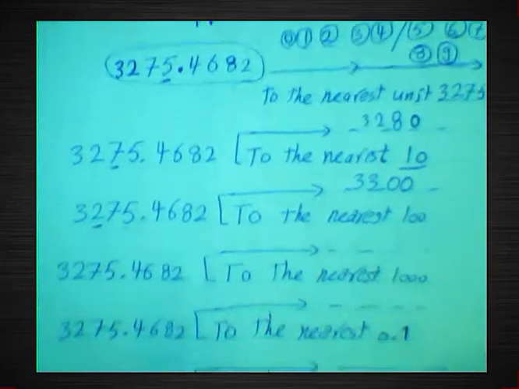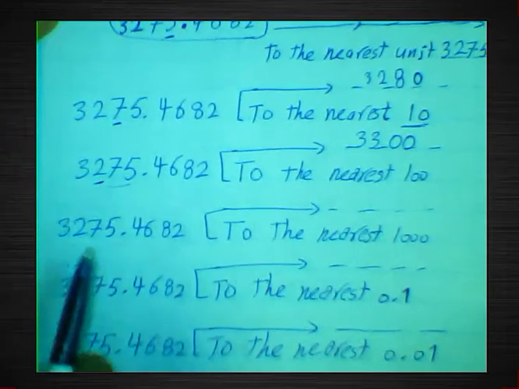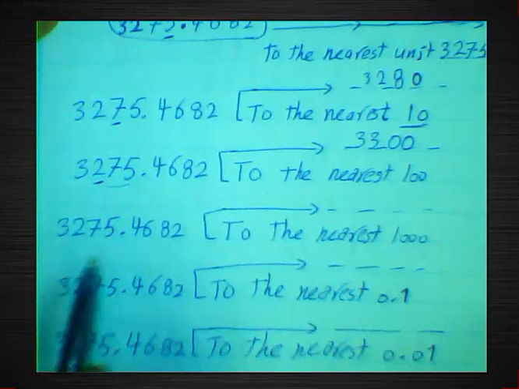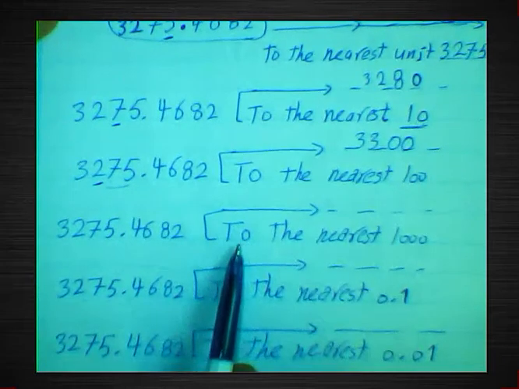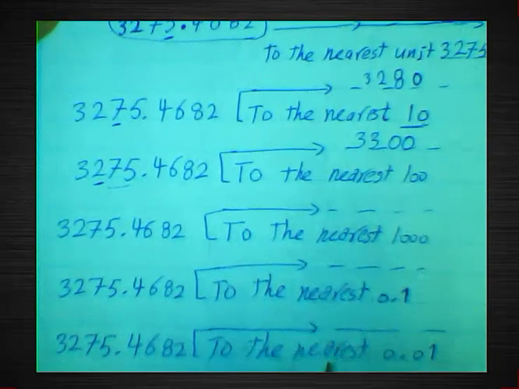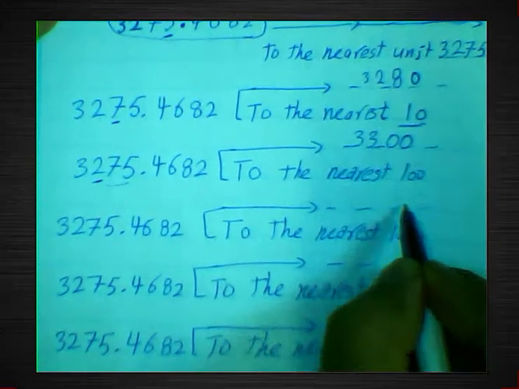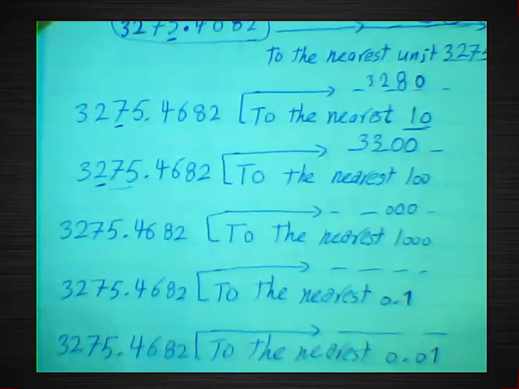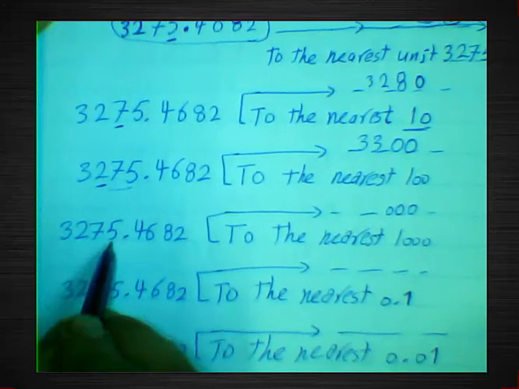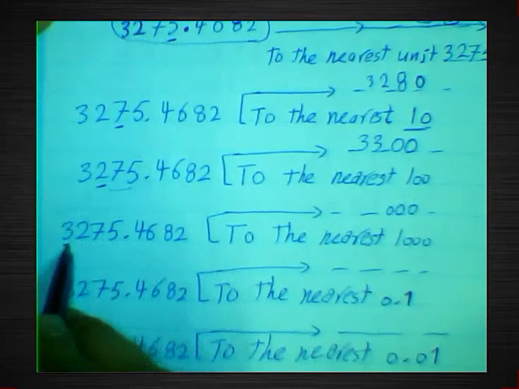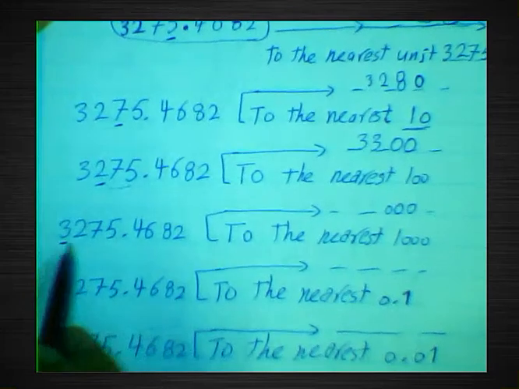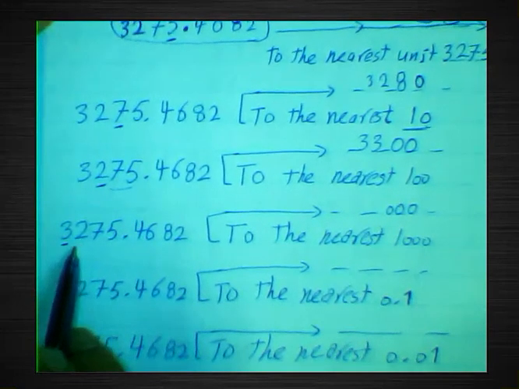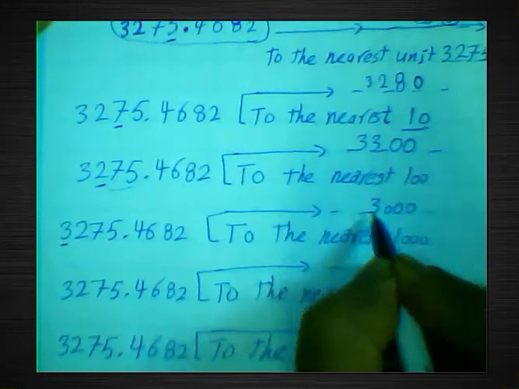Okay, and what about this example, 3275.4682? He wants the nearest 1000. We will write 30 here, and we will put an underline. 1000 is 3. Look at behind this number, 2 is less than 5, it can't give 1. We will write 3 here. The result will be 3000.